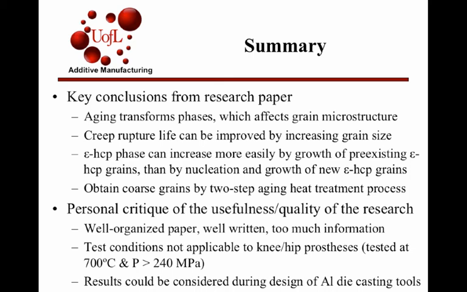In the introduction, they mentioned that the EBM process and cobalt chromium was mostly used for hip and knee prosthesis. They had one sentence that talked about aluminum die casting, but they led you to believe it was mostly for prosthesis, for hip and knee replacement. But then they did their creep testing at 700 degrees and really high pressures, so I didn't really see the correlation there. But from what I took from it, it seemed like maybe this could be applied to tooling design for aluminum die casting.